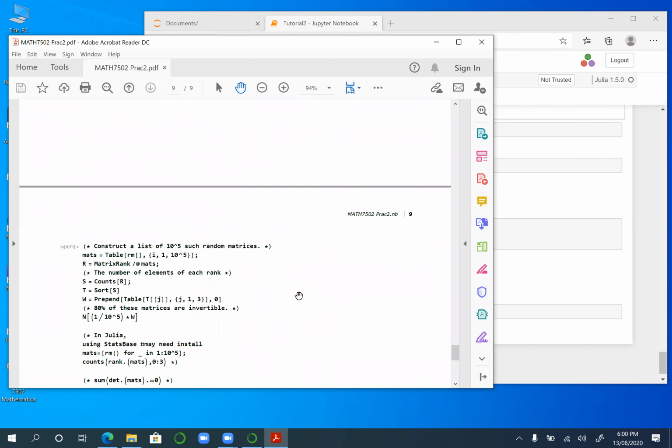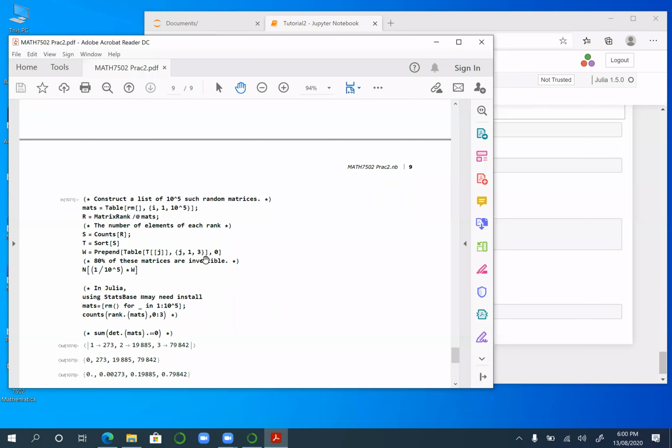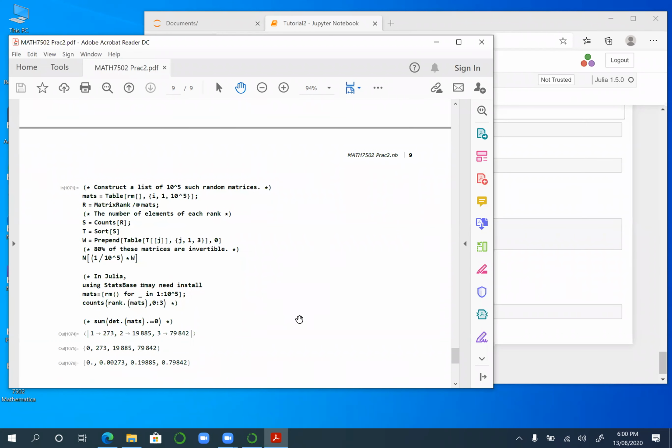Okay, and then the next part of it is to do 10 to the 5th of these such random matrices where you're drawing from 1, 2, 3, and then to count how many of each one you've got. So I'm describing Mathematica code here, but the Julia code is very similar. So basically, doing 10 to the 5th of these gives us a count of how many of each rank. So now we've got 79,842 of rank 3. So that's 79,842 invertible matrices from that collection. Now every time you do this, it should be slightly different. But if you look at the proportion, here I have 79%, or roughly 80% of those matrices are invertible when you do that. And how we measured that was that they had rank 3.